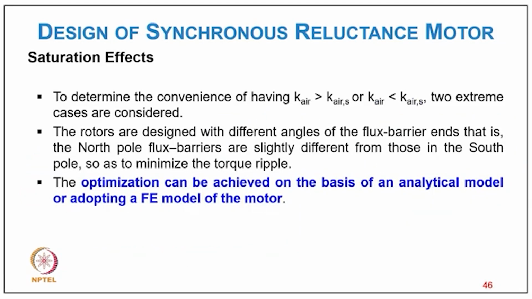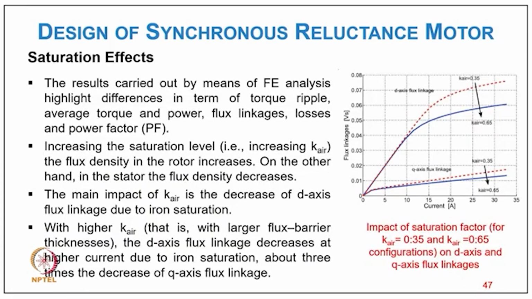Now, to determine the convenience of having Kr greater than Krs or Kr less than Krs, two extreme cases are considered. The rotors are designed with different angles of flux barrier, and the flux barriers in the north pole are slightly different from those in the south pole, so as to minimize the torque ripple. The optimization can be achieved on the basis of an analytical model or by adopting a finite element model of the motor. Typical results carried out by means of finite elements highlight the difference in terms of flux, torque ripple, average torque and power, flux linkage, losses and power factor.